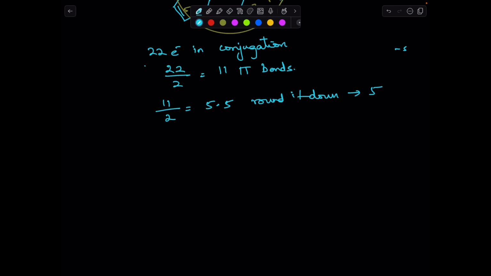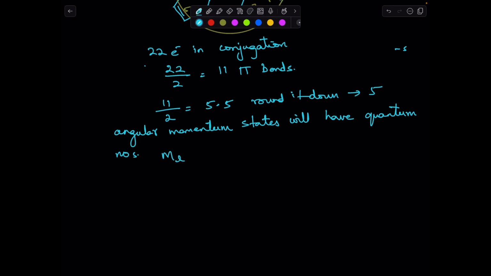the angular momentum states will have quantum numbers m_l equal to 0, plus or minus 1, plus or minus 2, plus or minus 3, plus or minus 4, and plus or minus 5.